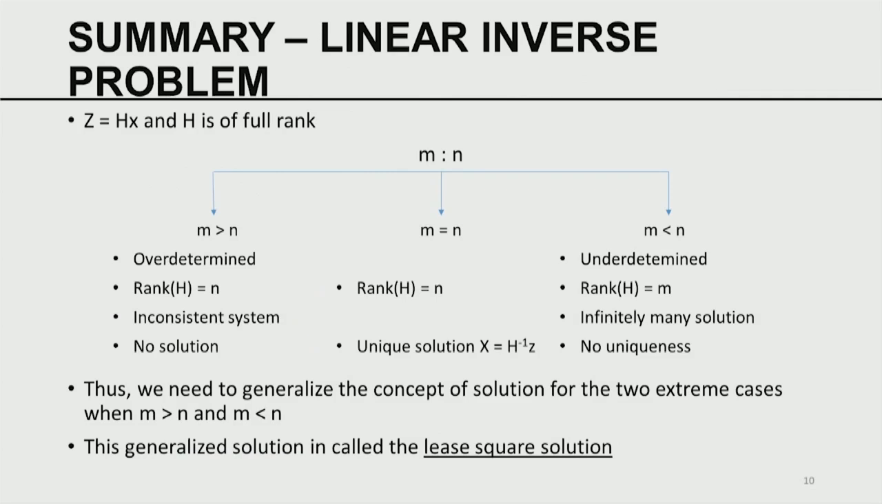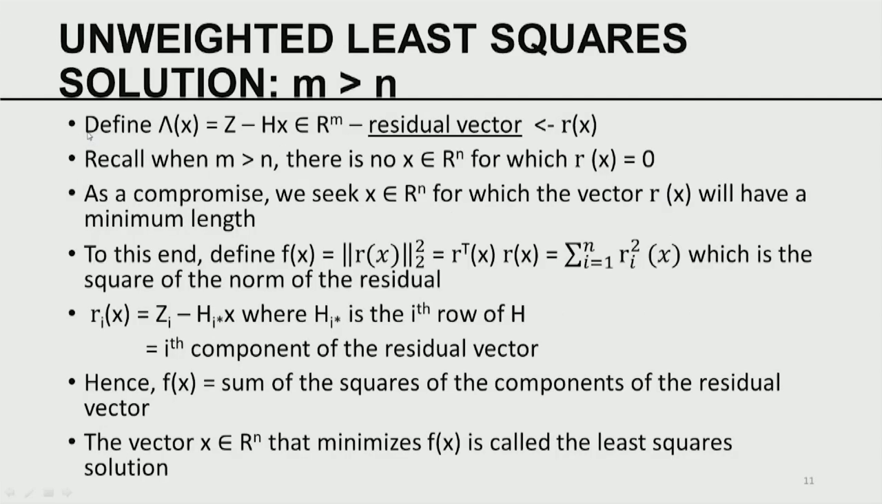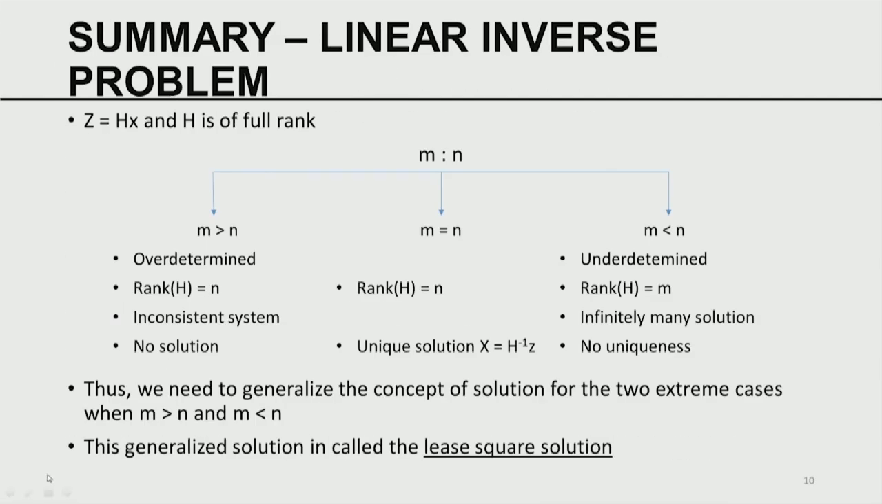The summary of the linear inverse problems now. z is equal to h of x. h is a matrix of full rank. So please understand, when h is m by n, I want to remind you, the rank of h is equal to the minimum of m and n. So when m is greater than n, n is the minimum, the rank of h is n. This is the overdetermined case, an inconsistent system, there is no solution. When m is equal to n, the rank of h is n, there is a unique solution. When m is less than n, the rank is m, there are infinitely many solutions, non-uniqueness.